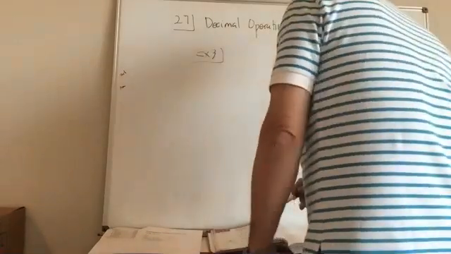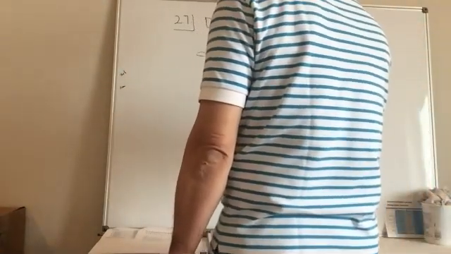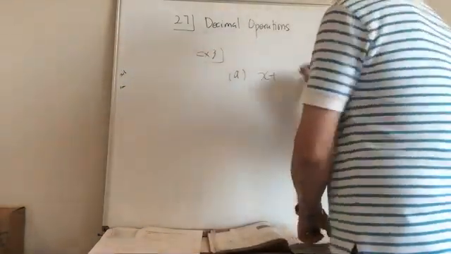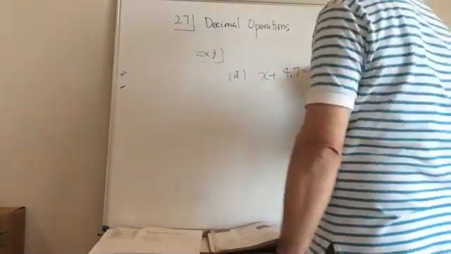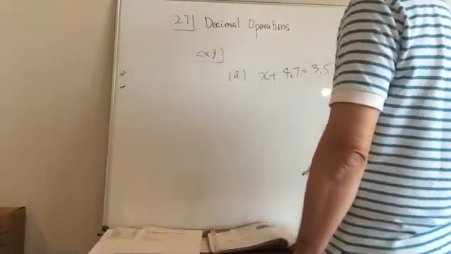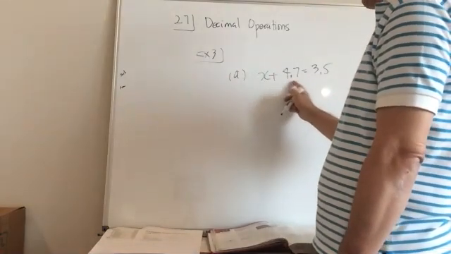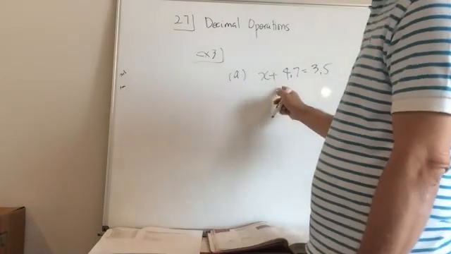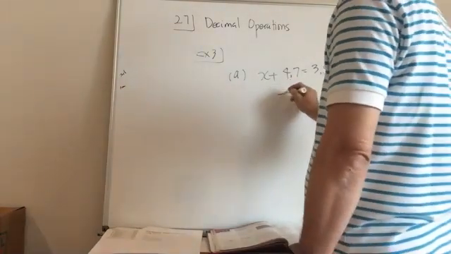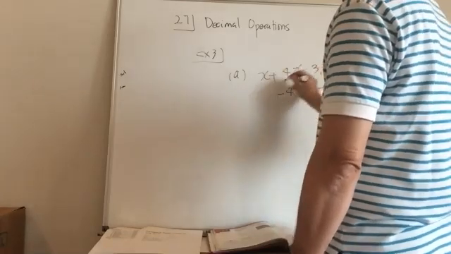Example number 3, A, solve the equation. We have x plus 4.7 is equal to 3.5. I want to solve for x, so I need to get rid of the 4.7 over here. In order to get rid of the 4.7, I'm going to subtract 4.7 from both sides. So this guy goes away.